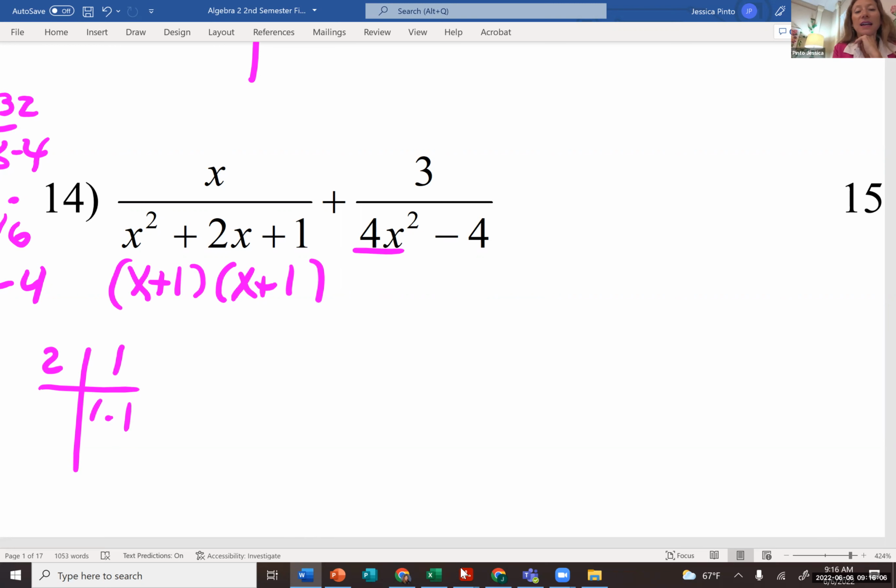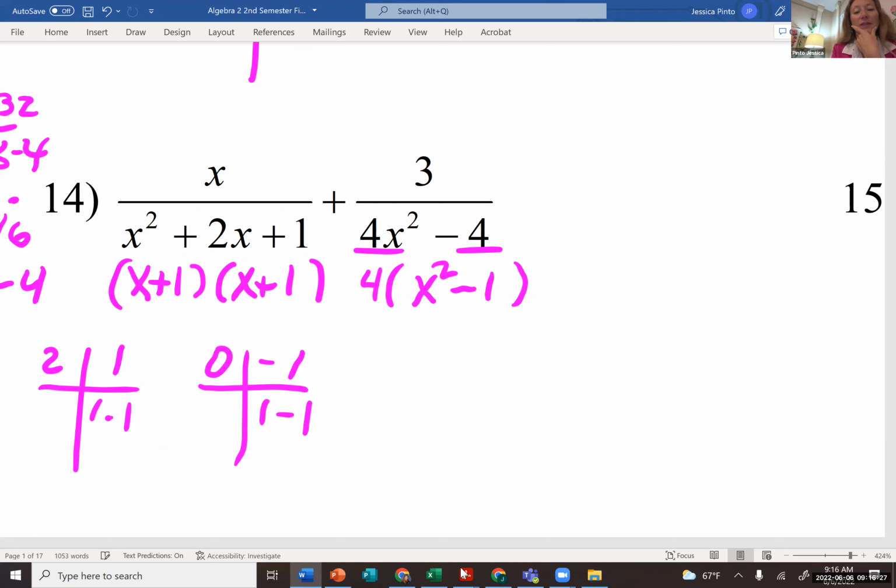And then on this side, I'm noticing that there's a GCF. I'm going to take that 4 to the outside of parentheses. Then I'm going to be left with x squared minus 1. So this x squared minus 1 is a similar pattern to the x squared minus 16. This time we want to multiply to negative 1 and add to 0. So it's going to be 1 and negative 1. So this factors to 4, x plus 1, x minus 1.